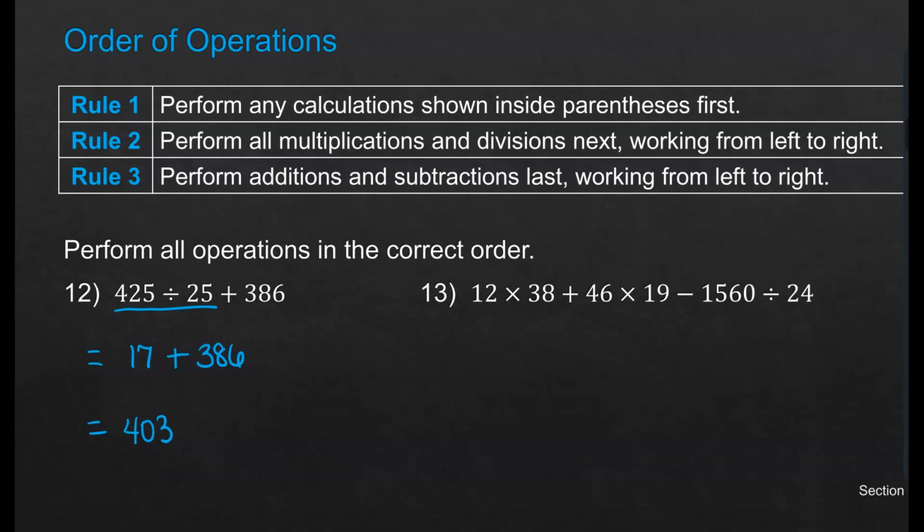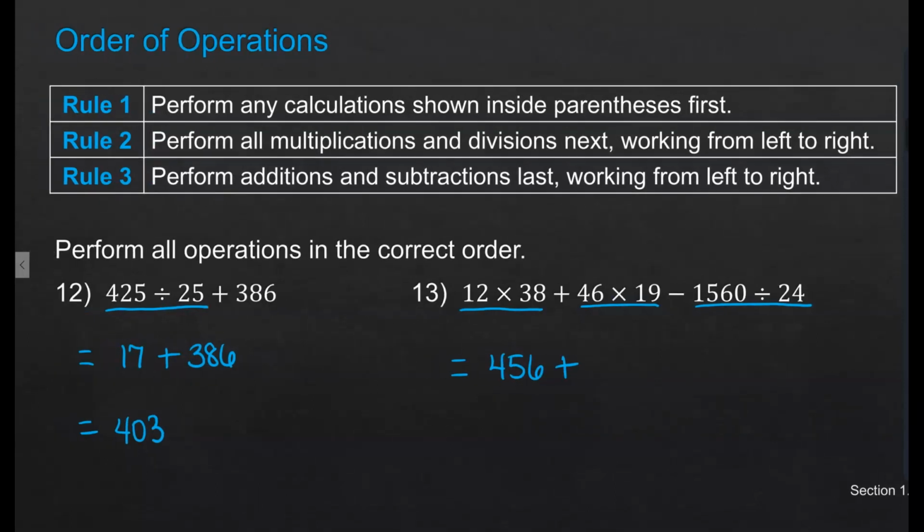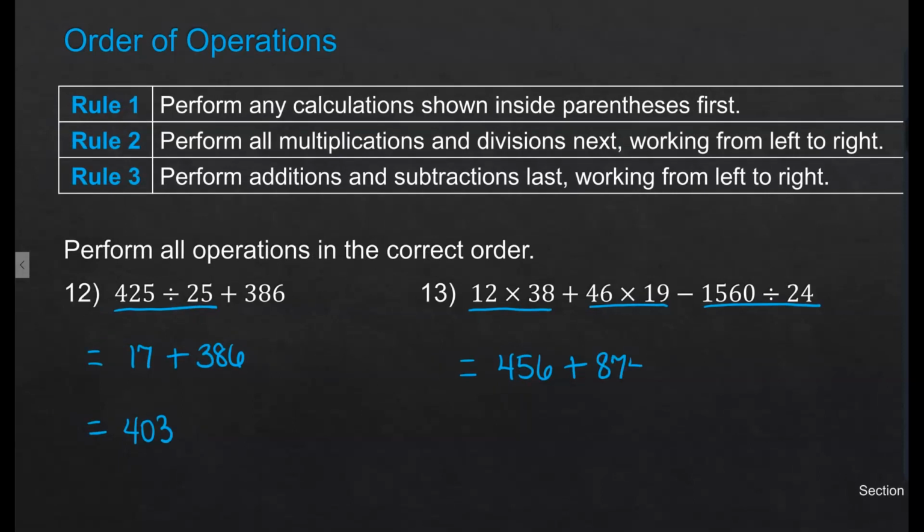Now on the next question, we have multiplication, we have division, addition, subtraction. Well, we go left to right with the multiplication and division first. So we can actually multiply, divide, and write those out with our pluses and minuses. So we have 12 times 38 is 456. We're adding that to 46 times 19, which is 874. And then we're subtracting 1560 divided by 24, which is 65.